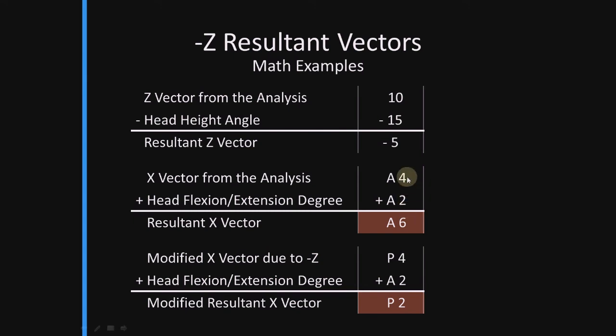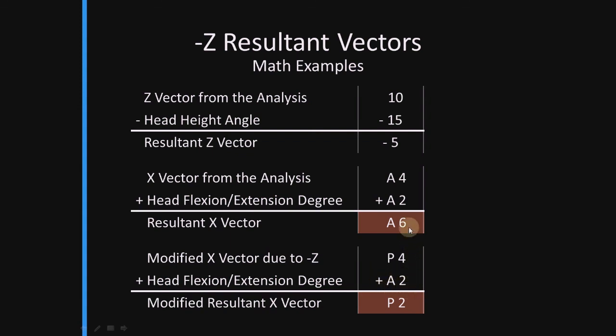In this example, if the X-ray calculation showed us that we needed an X instrument setting of anterior 4, and the patient's side lying position was anterior 2, we typically would be applying an anterior 6 into the instrument. But because we have a negative Z application right here, due to the 15 degree head height angle with only a 10 degree Z application of height to the adjustment, instead of the anterior 4 application, we would have a posterior 4 degree application to the same side lying anterior 2 position of the patient.